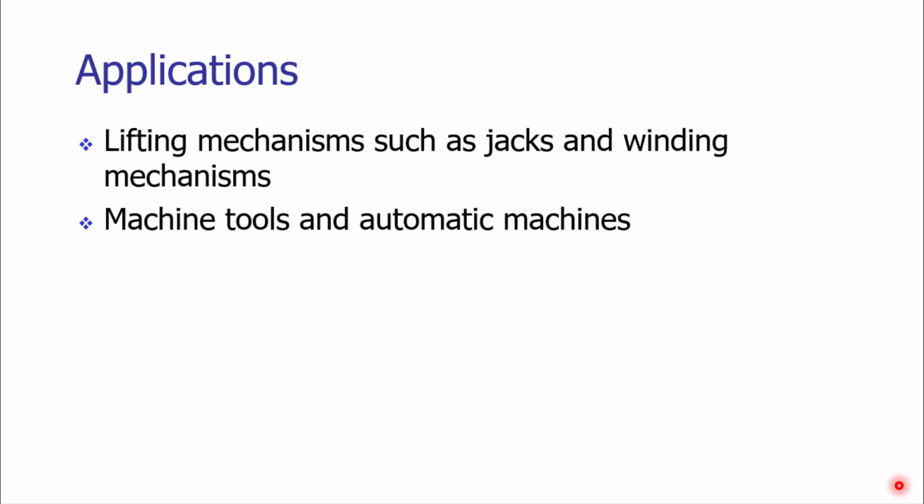In machine tools, we are using the ratchet and pawl mechanism to give rotary indexing motion to the tool turret. So in this way, we can feed the workpiece to the required tool. We are changing the tool according to our need, and then we are getting the required work done.